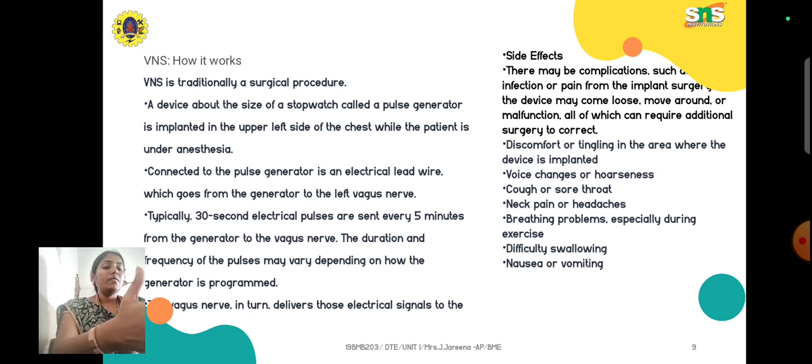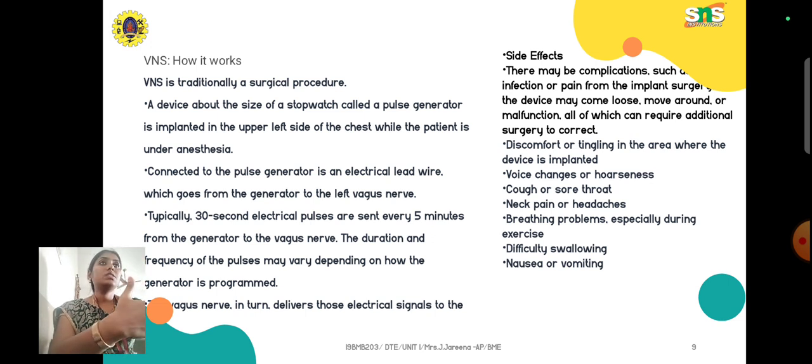People will also feel some discomfort or tingling sensation in the area where the device is implanted, along with voice changes, cough or sore throat, and neck pain, because we are taking the track through your neck to make the connection between the pulse generator and the brain. That is the area where the vagus nerve is, so since we are concentrating on this neck area, people will have some neck pain, even headaches.